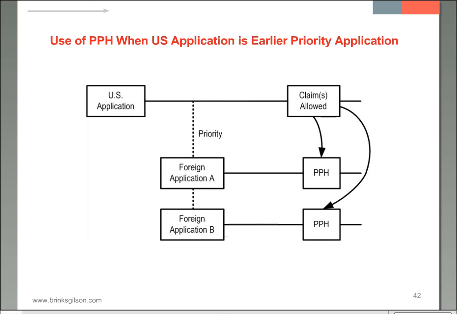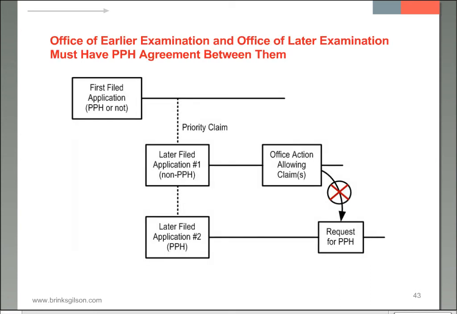Okay, this slide gives you an example where the OEE is the U.S. application and you file the PPH in non-U.S. countries. Okay, the next two slides are going to show that the request for PPH must be based on an office action of a patent office that is part of a PPH agreement.